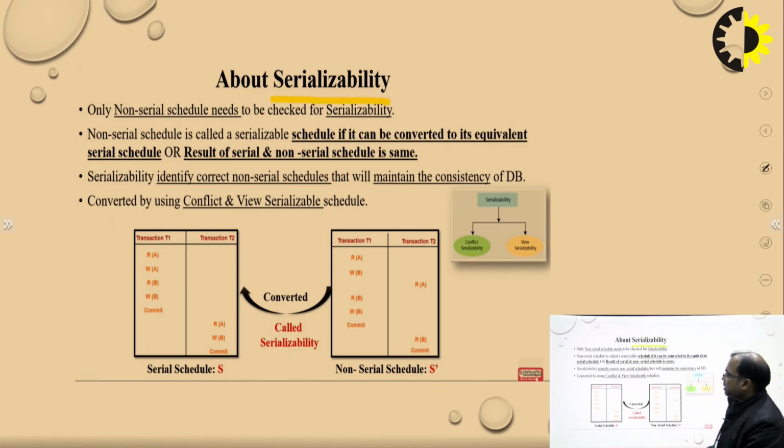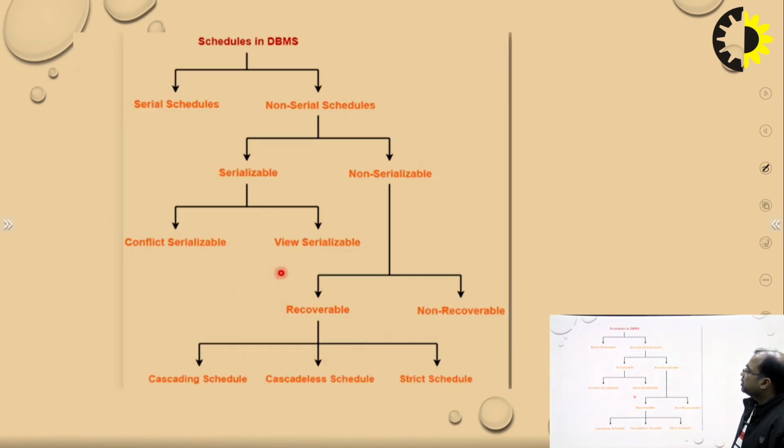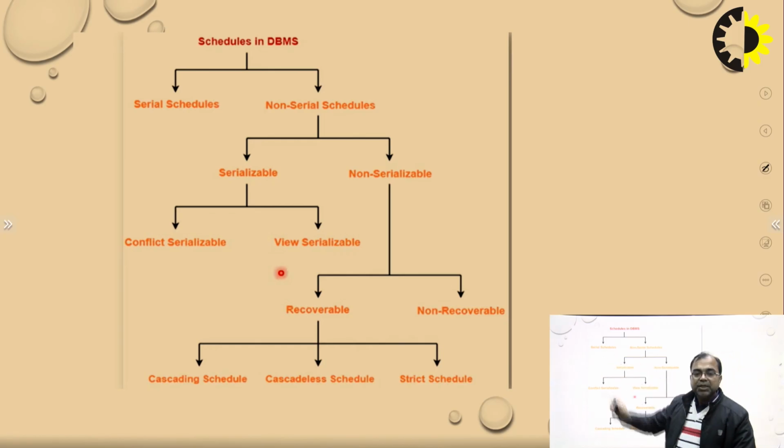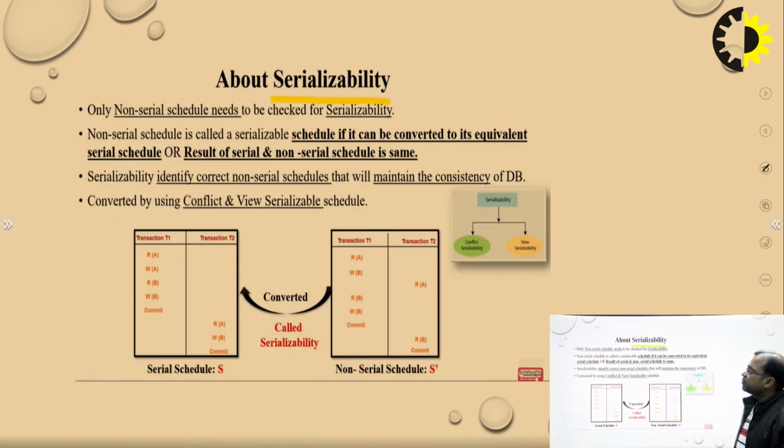What is serializability? Only a non-serial schedule needs to be checked for serializability. If the schedule is non-serial, then only we check for serializability. If it is serial, there is no need to check. That is what is written here. Clear?